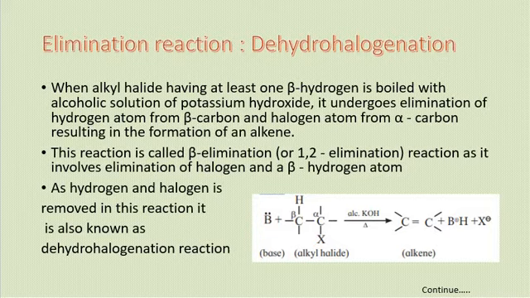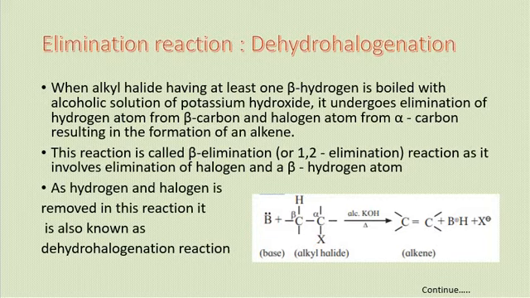When alkyl halides having at least one beta hydrogen atom are boiled with alcoholic potassium hydroxide, they undergo the elimination of a hydrogen atom from the beta carbon and a halogen atom from the alpha carbon atom, resulting in the formation of alkene. Now, this reaction is called beta elimination or 1,2 elimination reaction, as it involves the elimination of alpha halogen and beta hydrogen atom.